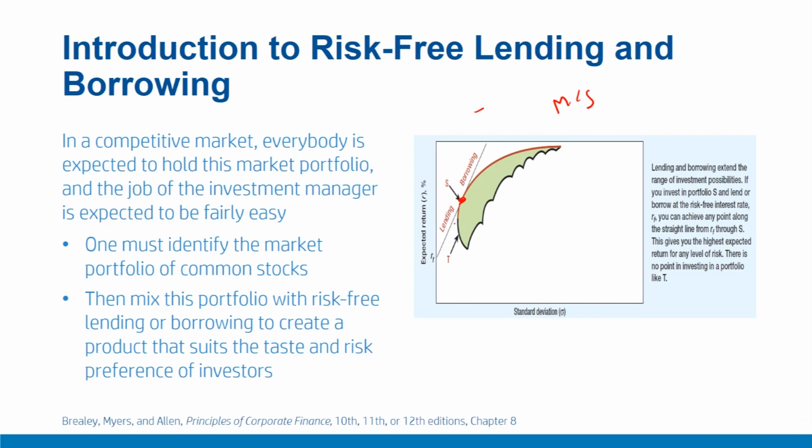Once he has identified this market portfolio of common stocks, he needs to mix it with RF depending upon the risk preference of individuals. Those who are more risk averse get some investment in RF and some investment in S. While those who are more risk taking do some borrowing at RF, and the borrowed amount plus own wealth can be invested in S to obtain a position on this borrowing segment. So mixing this market portfolio S along with the risk-free asset in different combinations can generate various portfolios that may suit the taste and risk preferences of different profiles of investors.